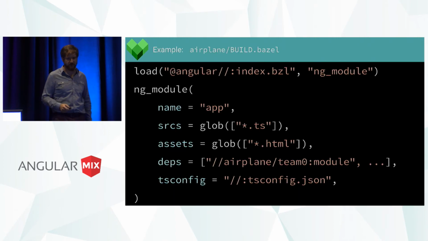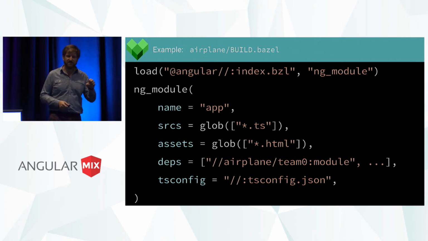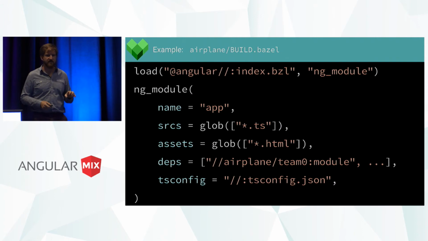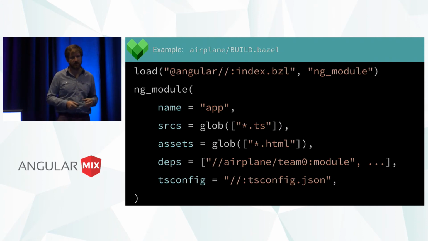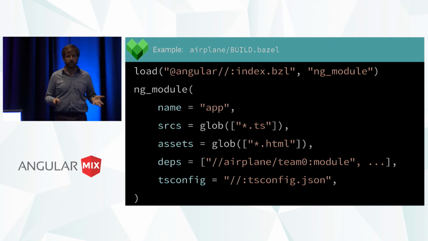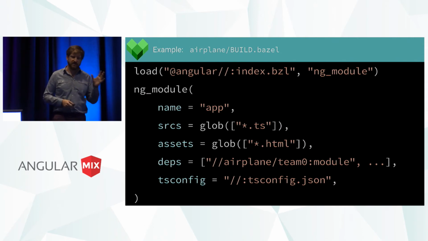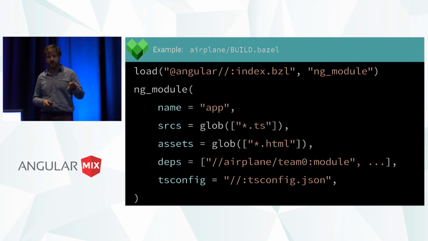So you would actually write one of these files. And inside of that file, this is the sort of thing you would see. So we load something from @Angular, like you're used to from TypeScript, except that the syntax is a little different, and we're loading from index.bzl. So we're loading Bazel code here. We're going to load the ng module symbol, and then we call it to declare a rule. So this is the build file at the top of the airplane tree. And so this is declaring the airplane app. It has some sources, it has some assets, it has dependencies on these other modules.